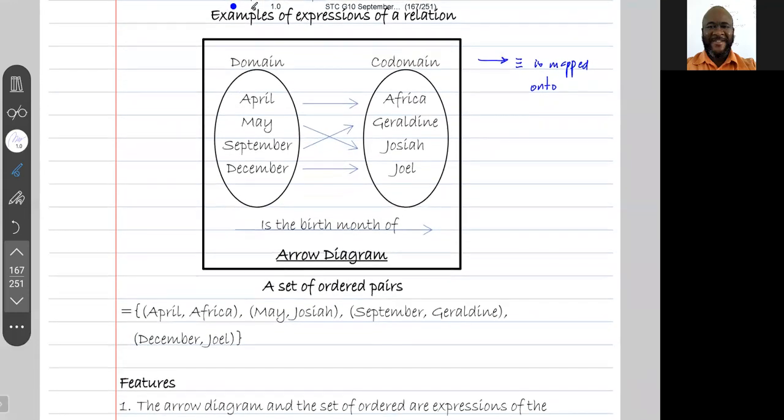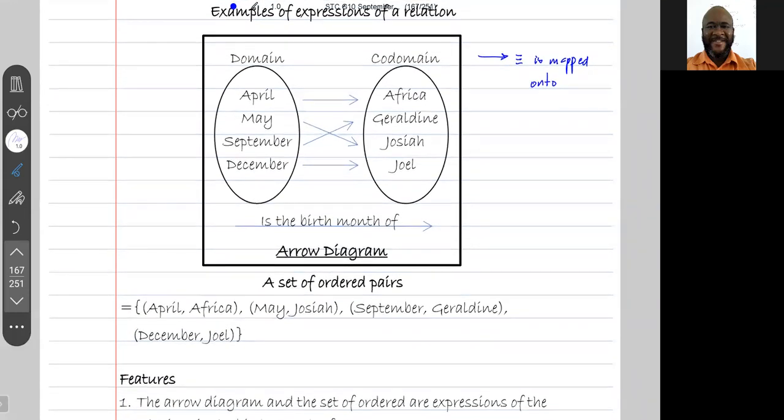Now, the same relation may be expressed as a set of ordered pairs. Essentially, a set of ordered pairs consists of the domain element, comma, the codomain element in brackets. It's almost like a coordinate. As a matter of fact, I think later on you'll see that an ordered pair is a coordinate. So this way of expressing a relation is called a set of ordered pairs.